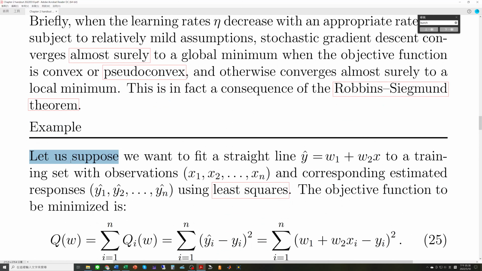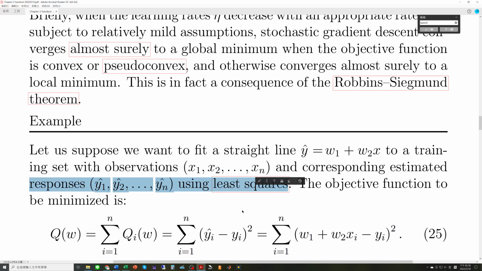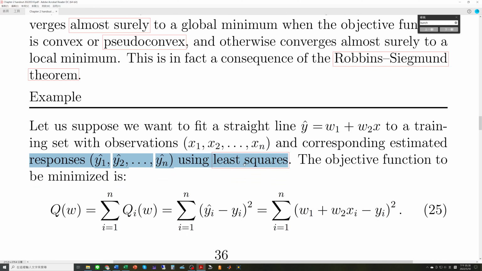Let us suppose we want to fit a straight line y hat is equal to w1 plus w2x, where w1 and w2 are two parameters, to a training set with observations x1, x2 to xn and the corresponding estimated responses y1 hat, y2 hat to yn hat using least squares. I will introduce what is least squares later.